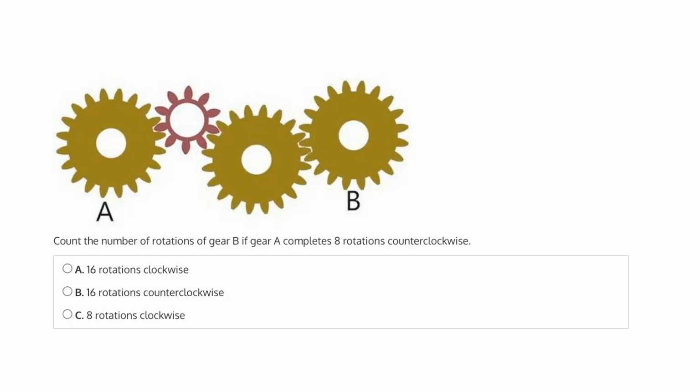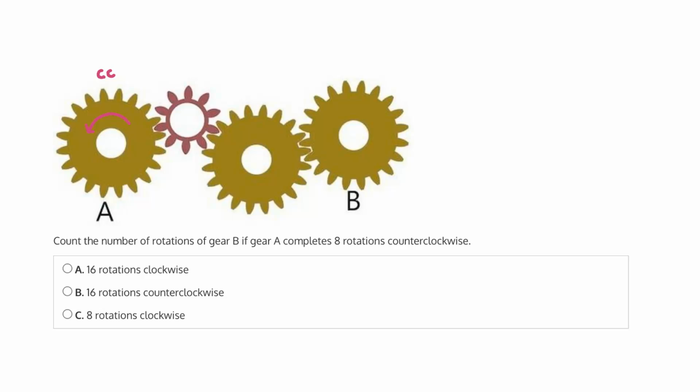So we can break this problem down in terms of answering the direction component of the question and then answering the number of rotations. So let's start with A, where we're provided information. We're told that gear A completes 8 rotations counterclockwise. So counterclockwise is in this direction, and we can label this CC for counterclockwise for easier reference.